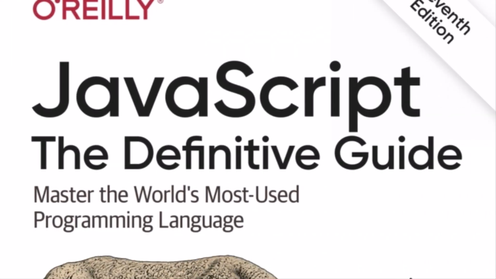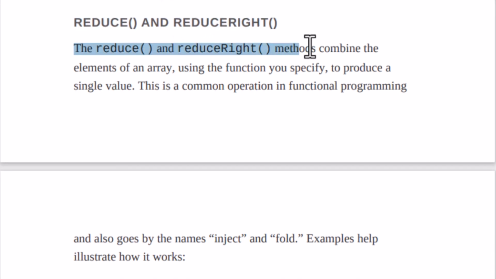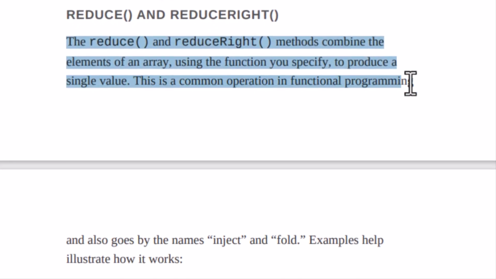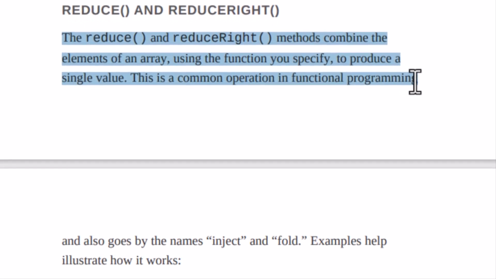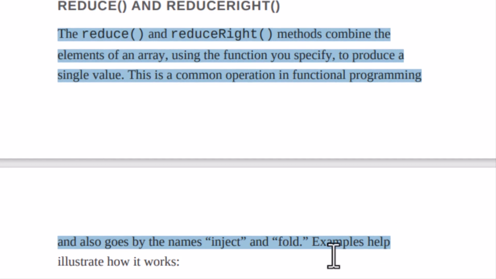In the book, JavaScript: The Definitive Guide, David Flanagan says, the reduce and reduceRight methods combine the elements of an array using the function you specify to produce a single value. This is a common operation in functional programming and also goes by the names inject and fold.